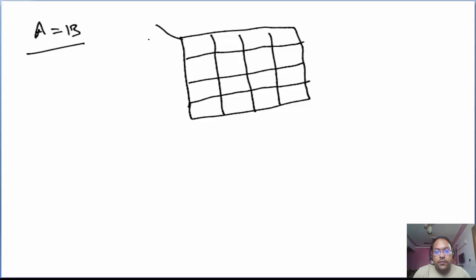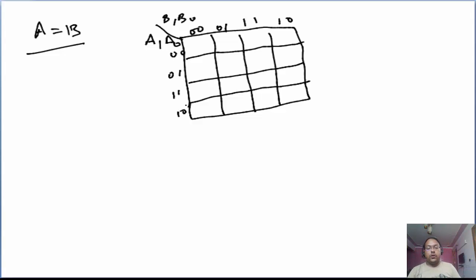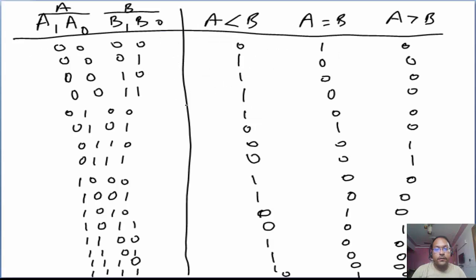Here I am taking A1, A0. Here I am taking B1 and B0. So we know that it will be something like this. Here also 0 0, 0 1, 1 1, 1 0. To fill these entries we are going to use the truth table which we have made.